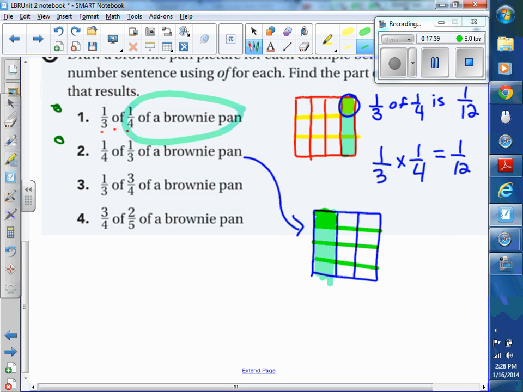So when I multiply, just like when I multiply 2 times 3, it's the same as 3 times 2. This picture, the way we did it, was a fourth of a third. You still get a 12th. Does that make sense? What if I have number 4? Let's skip to number 4. 3/4 of 2/5.